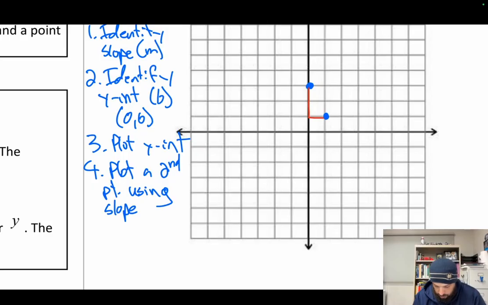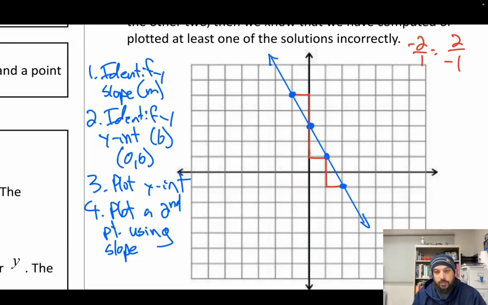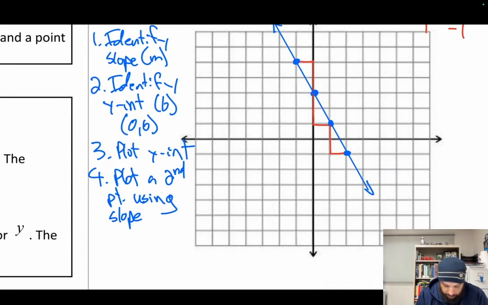I'm going to do a couple more here. So I'm going to rise -2 and then run 1. And then we can also go the other direction if you wanted. Those two things, when it is -2 over 1, could also be +2 over -1, which means I can rise +2 and then run a -1 to give me that point right there. And then we can connect our dots, putting arrows on there because that line extends forever, just not through those points. And that's our step 5.